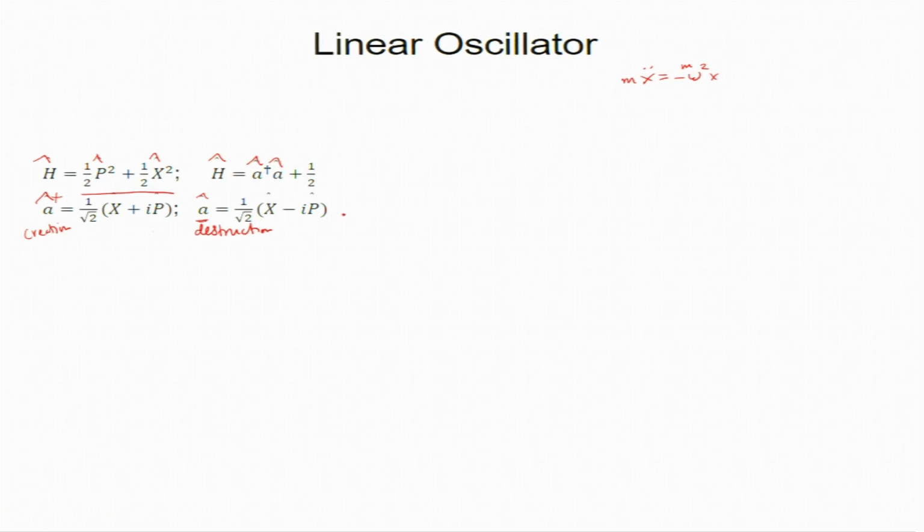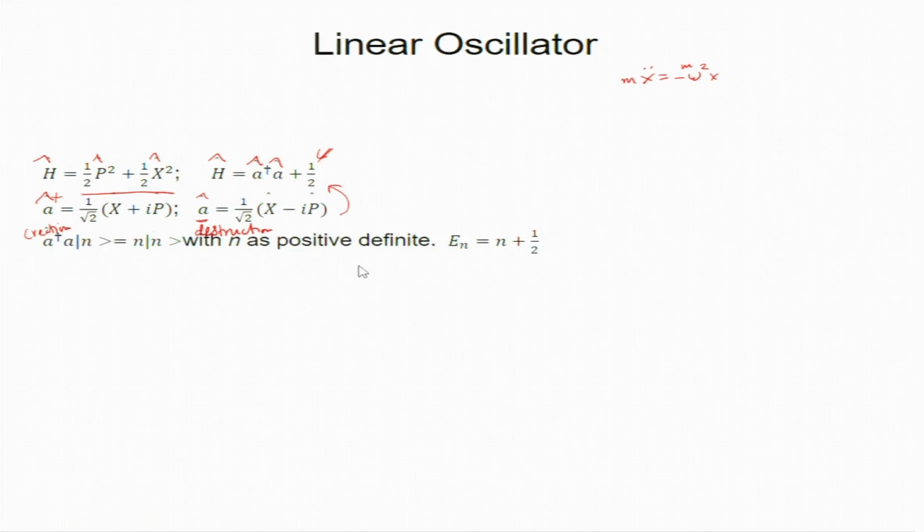You can just substitute it here, use the commutation relation and you will get it. Half is coming from the commutation relation and it has a very important consequence. The ground state energy is non-zero for the oscillator because of that half.